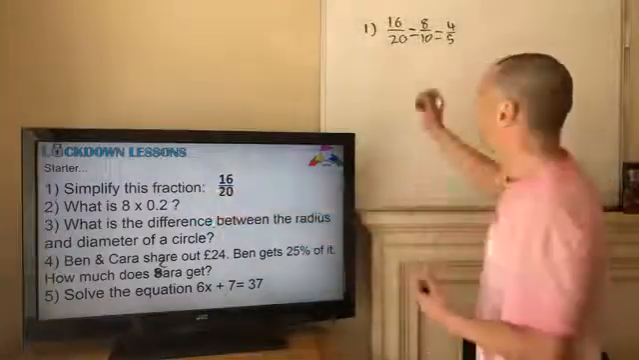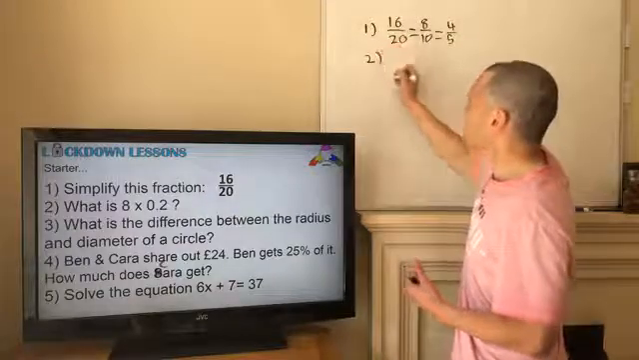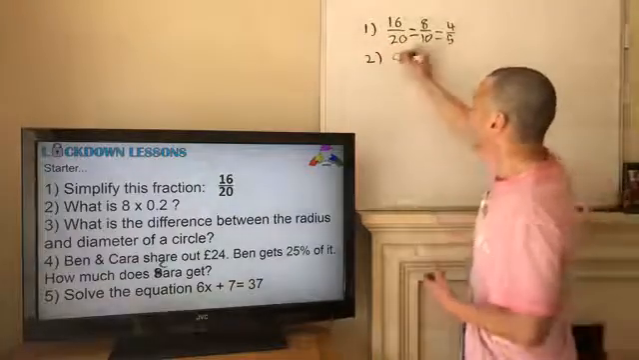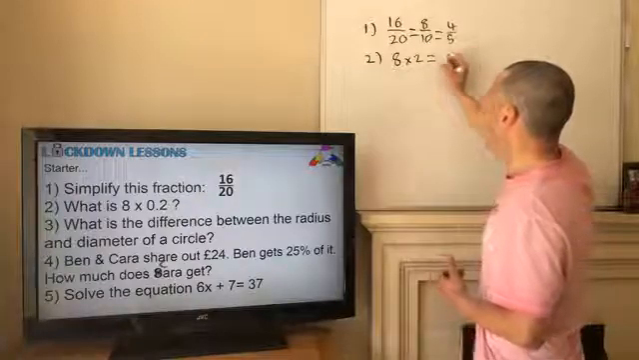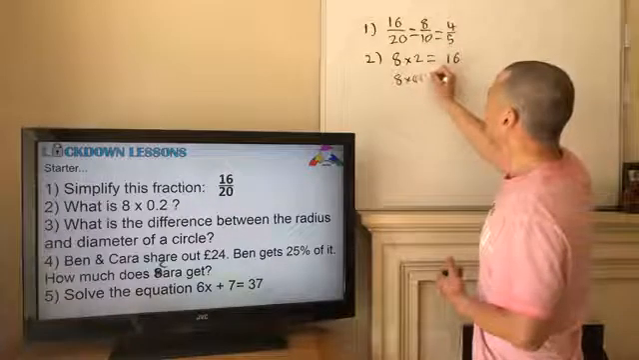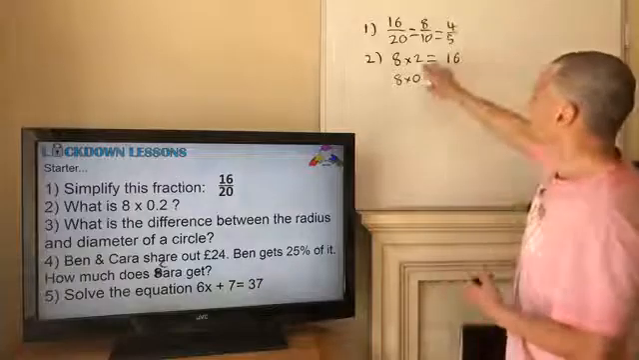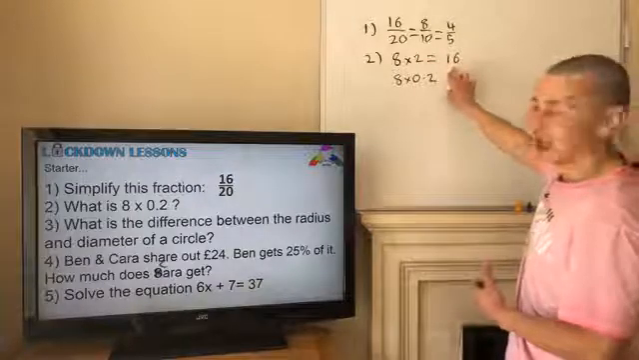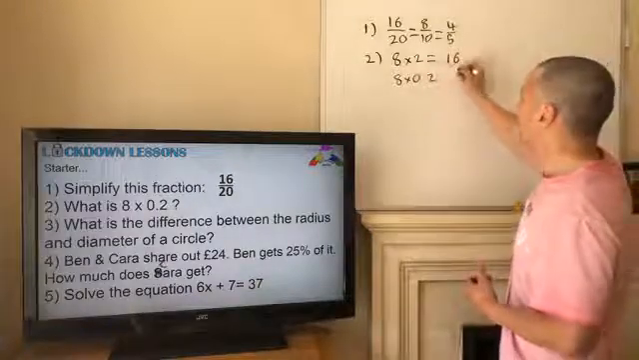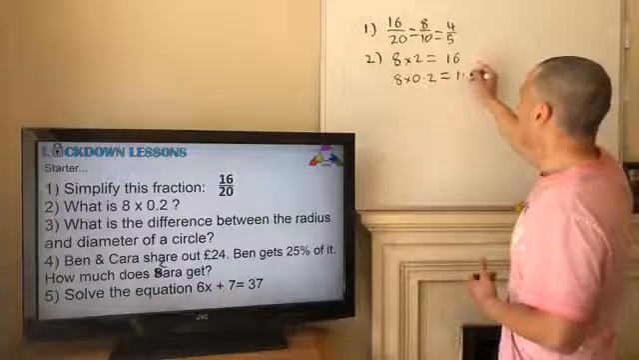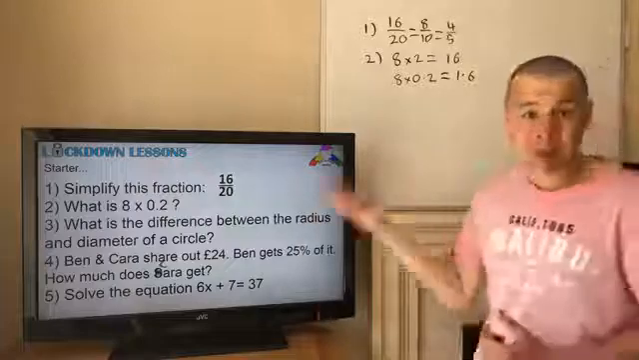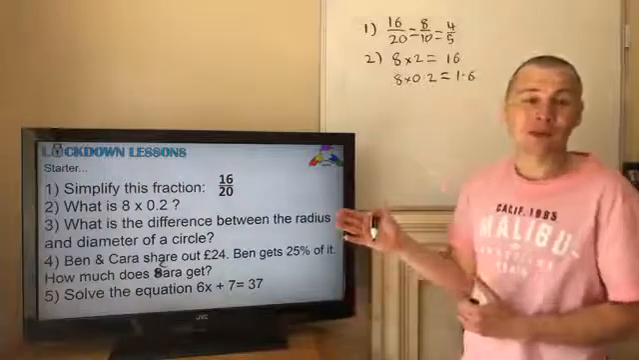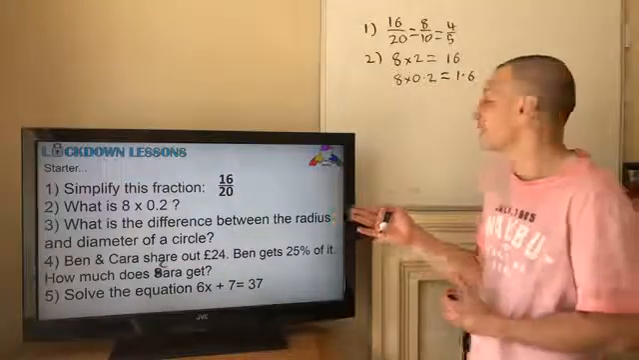8 times 0.2. This is a big one for me, multiplying by decimals. So, I know that 8 times 2 equals 16. So 8 times 0.2 is going to be 10 times smaller than that. So you're going to have to divide it by 10. 16 divided by 10 is 1.6. If you're unsure about dividing and times by 10, we're doing a lesson on that on Friday's Key Stage 2 lesson.